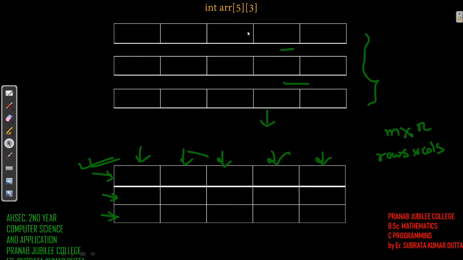So for this, how will we write? How many rows are there? 3, right? And how many columns are there? 5, right? So when you are representing it in an array form, it will come the same.